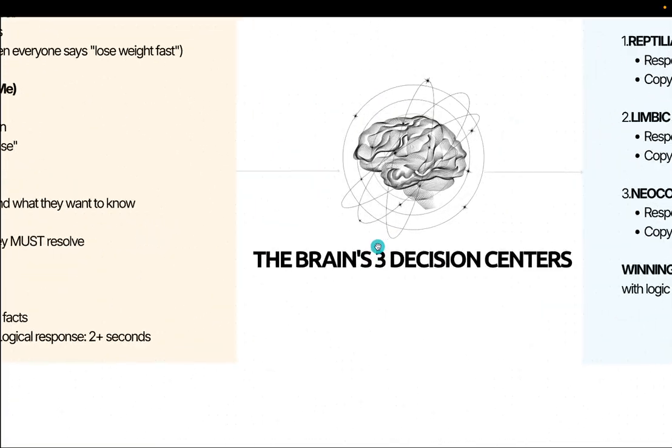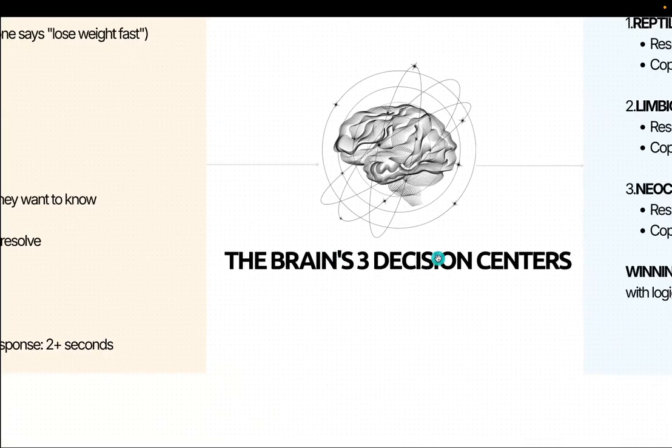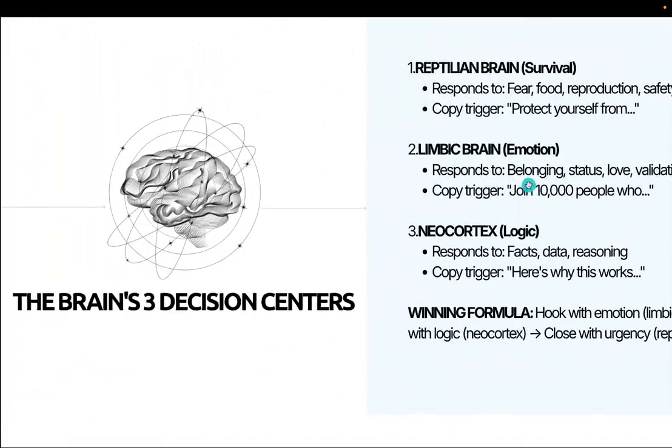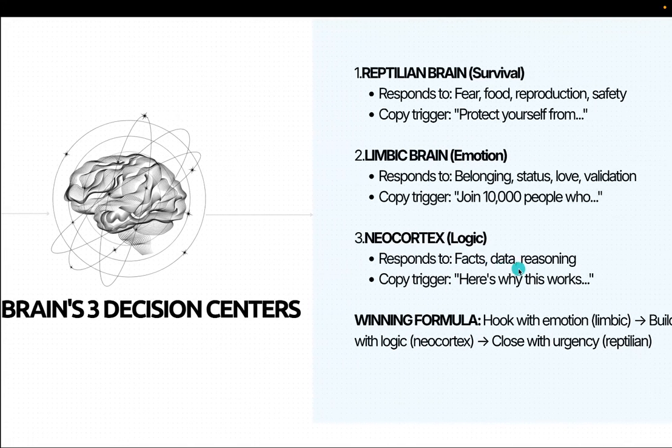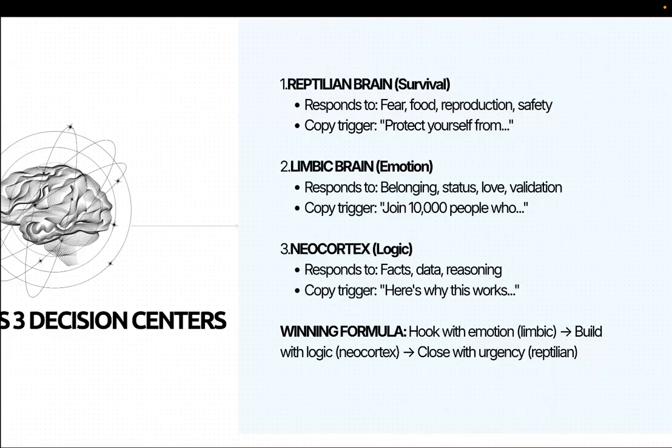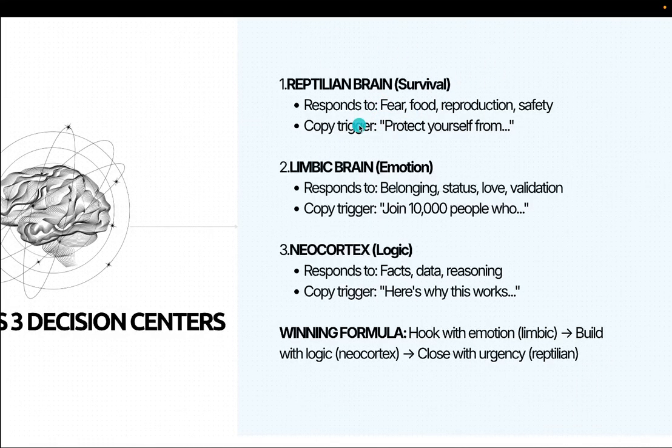Right, good. Now, these are the brain's three decision centers. You have to know this. The first one is the reptilian brain. The second is the limbic brain, and the third is the neocortex. I'm teaching you all this because you have to know how the brain works, so that when you create content, you understand the psychological triggers to hook people to read your content. You get it? Good. So let's look at the reptilian brain. It responds to fear, food, reproduction, and safety.